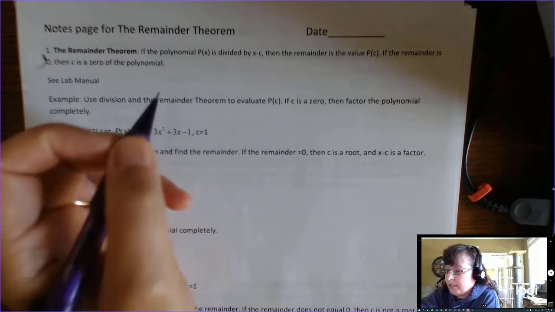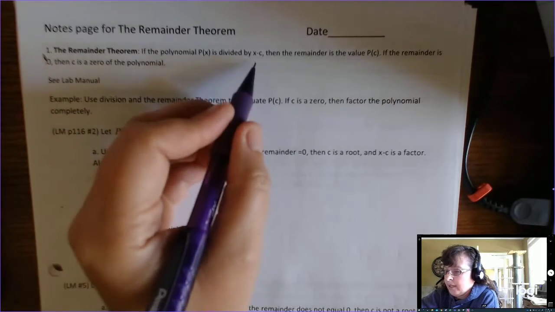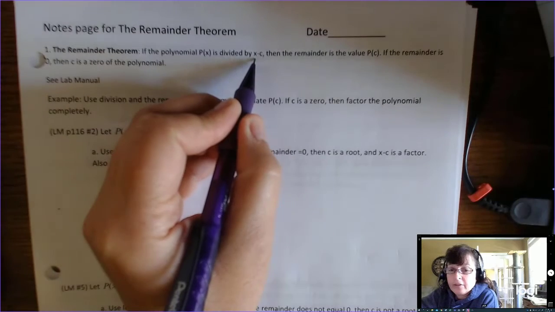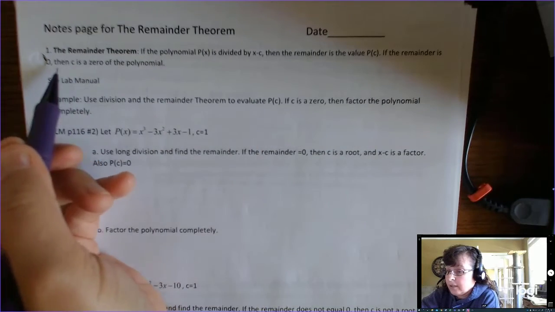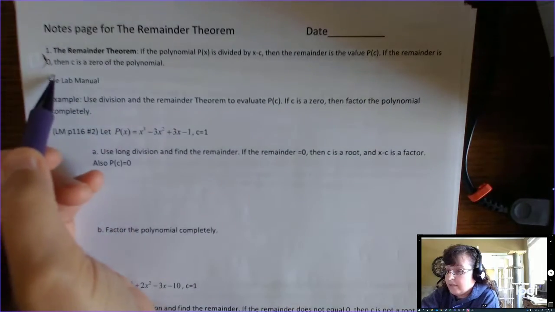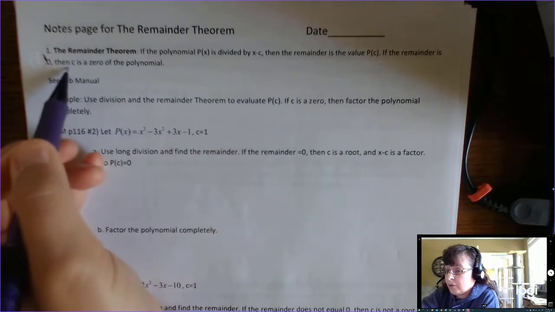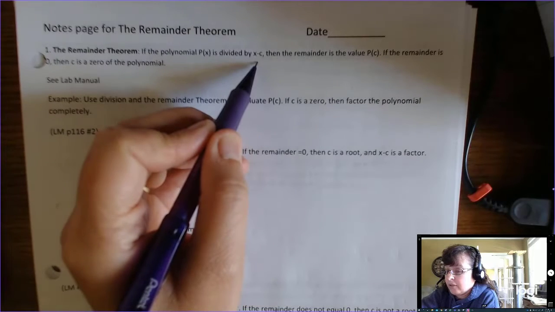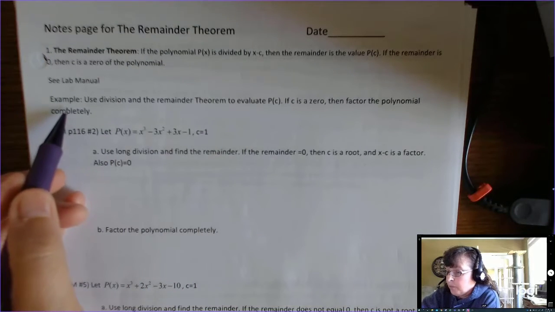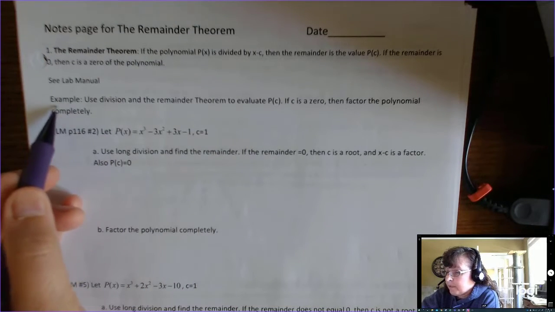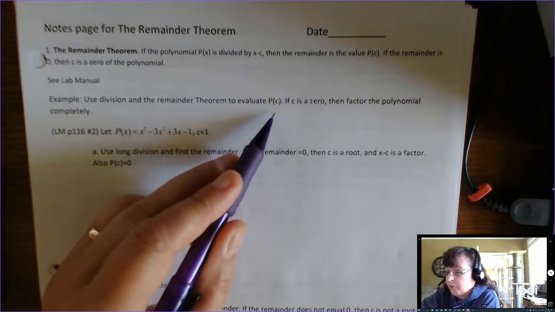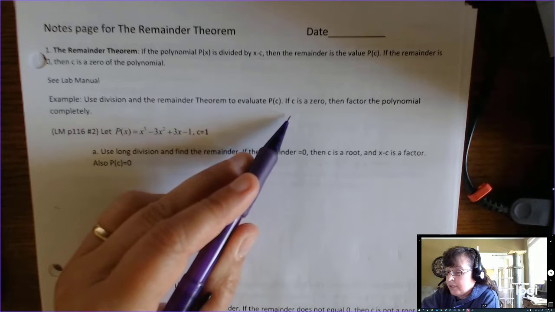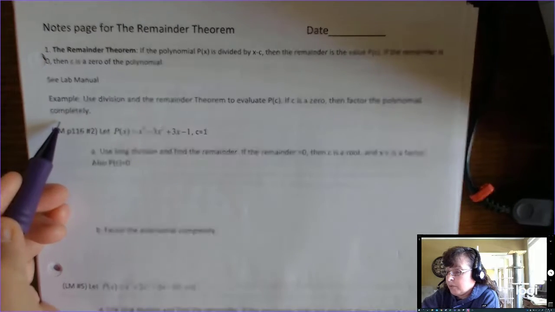So what's happening here is you've got this polynomial. This is a potential factor. Okay, if the remainder p of c is 0, then that is a 0. C is a 0, so that is a factor. Okay, so what we can do is use division and the remainder theorem to evaluate p of c. If c is a 0, then factor the polynomial completely.